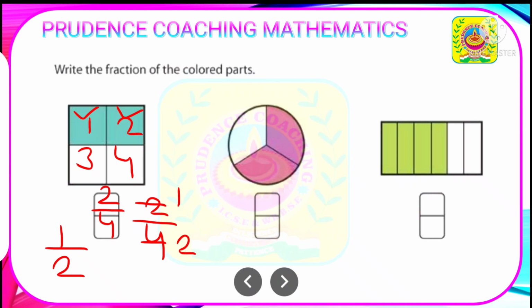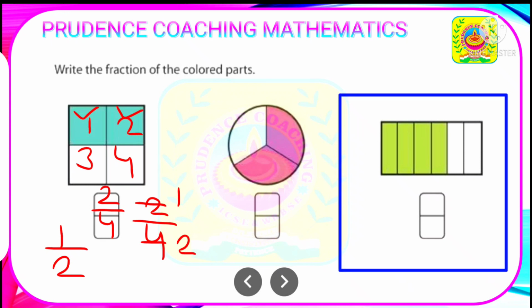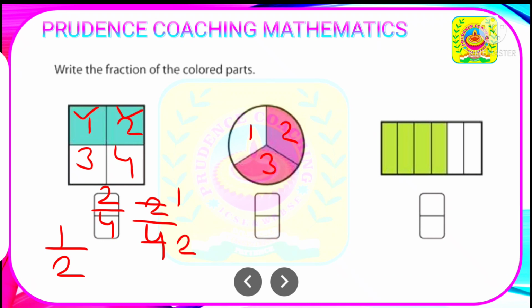Let us move on to the next one. So this is a circle. This circle is equally divided into 3 parts. 1, 2, 3. And you are asked to find out the fraction of the colored part. So how many parts are there? Total 3, which will be written in the denominator. And how many parts are colored? 1, 2. So we'll write here 2. So our answer will be 2 by 3. As 2 and 3 are both co-prime, you cannot cancel it out with any other number other than 1. So leave it like this. Your answer will be 2 by 3.